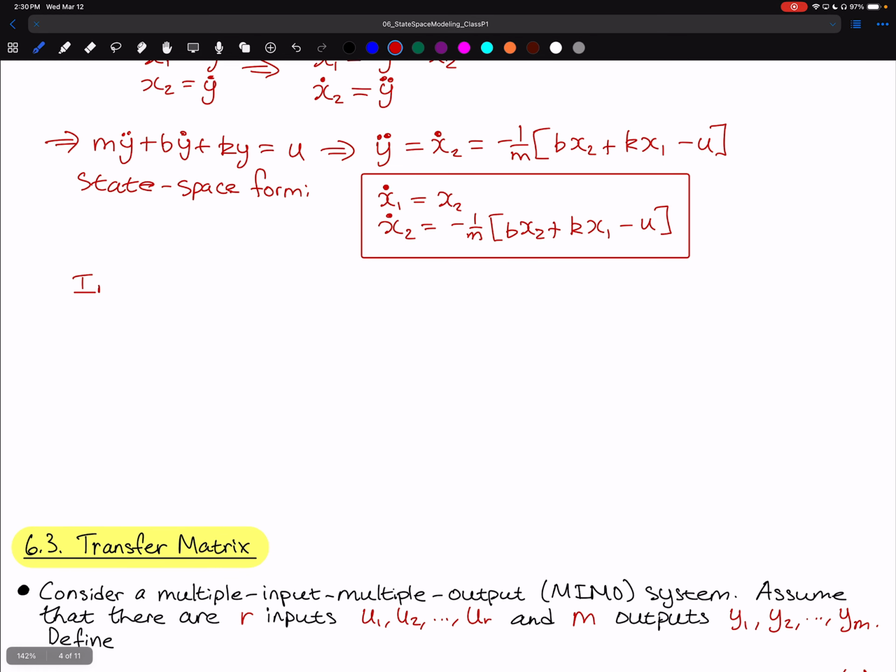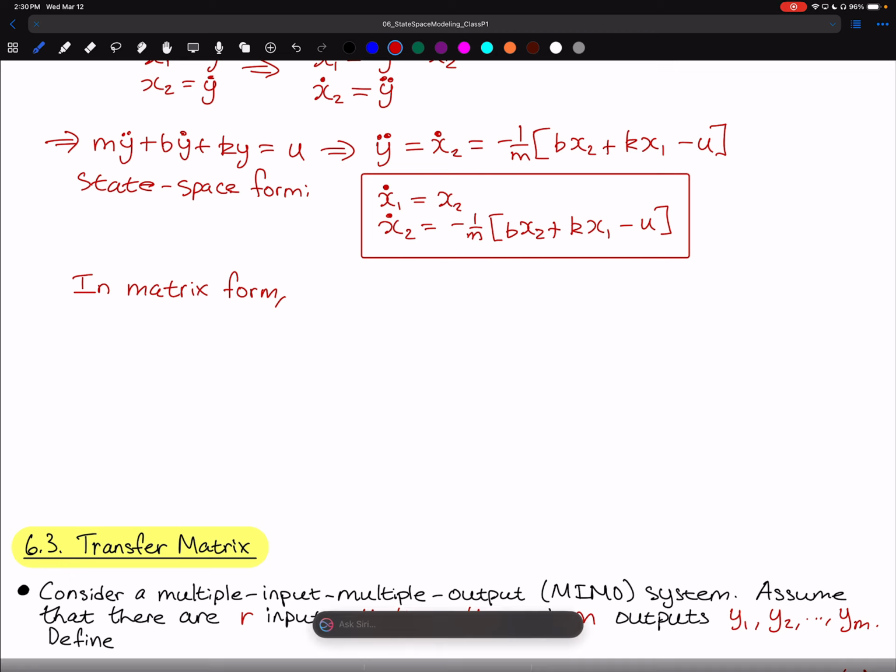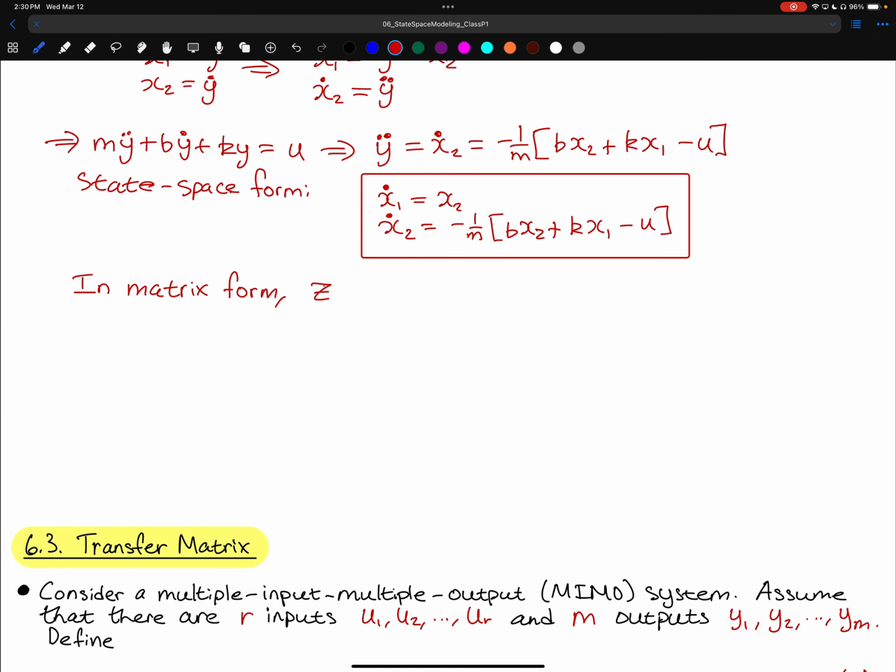In matrix form, we're going to say that x is equal to the vector of x1 and x2, and then x dot is equal to the vector of x1 dot and x2 dot. You could use z if you want. For this, it doesn't matter.